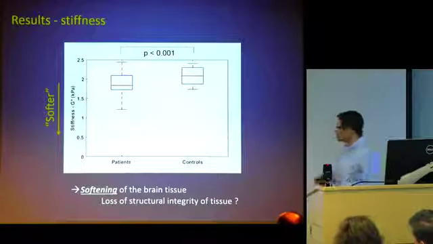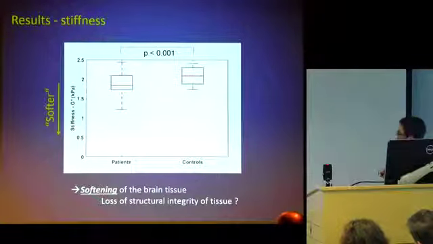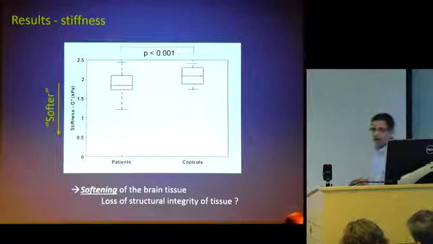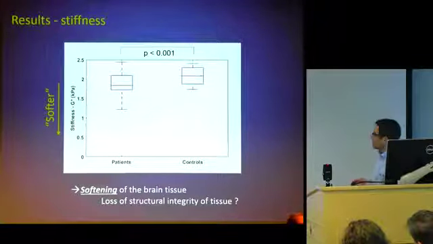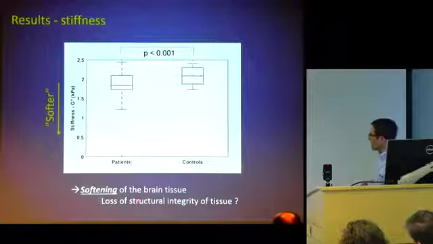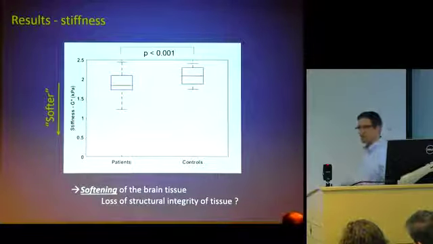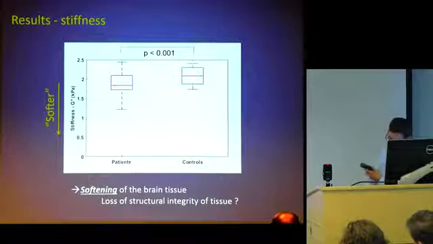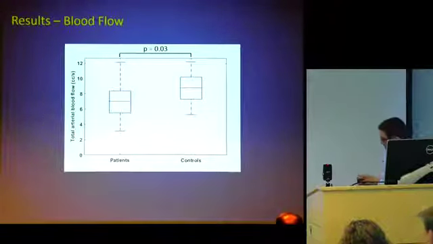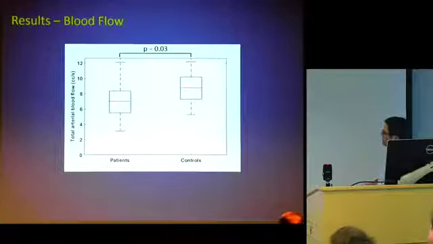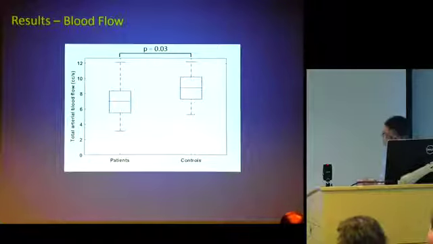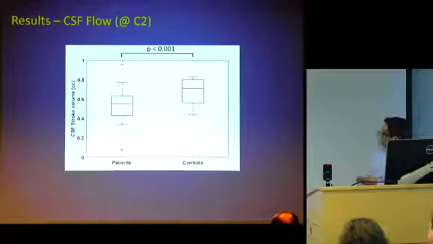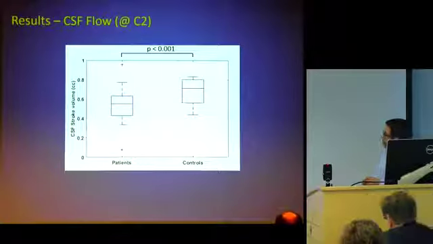So what we found, surprisingly enough, is that in hydrocephalus, the brain tissue is actually softer. Brain is softer. Maybe, potentially, we can explain that as a loss of structural integrity of the tissue. Looking at some of the other parameters, I did say we measured flow. There was a drop, just barely statistically significant in the patients, which people have seen in NPH. A drop in CSF flow, this is again at C2.